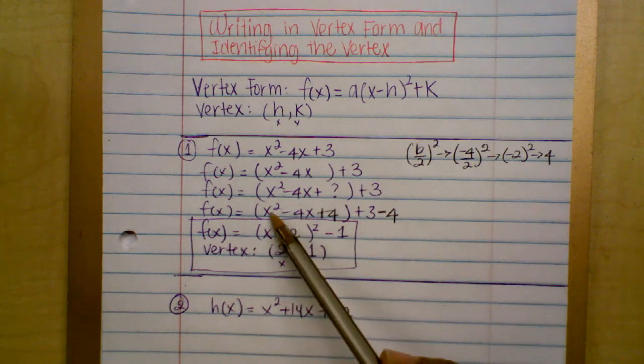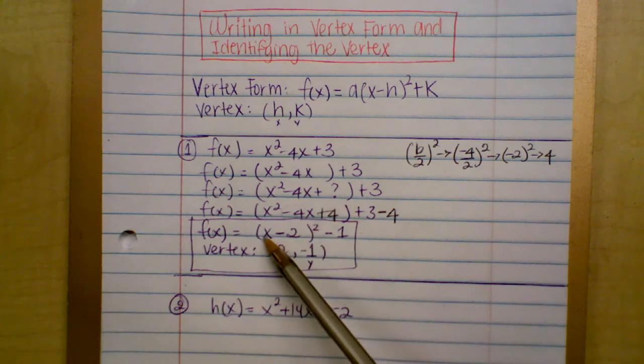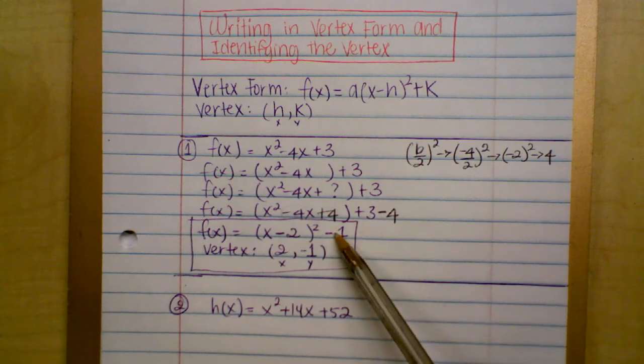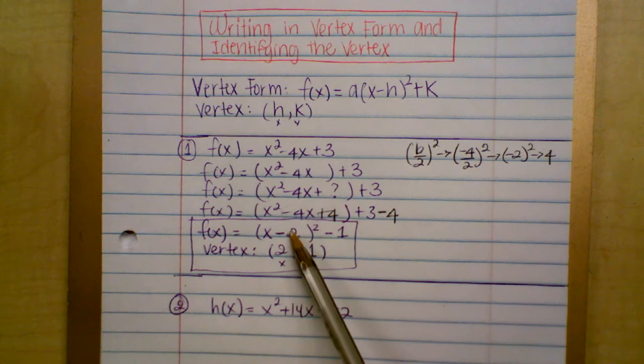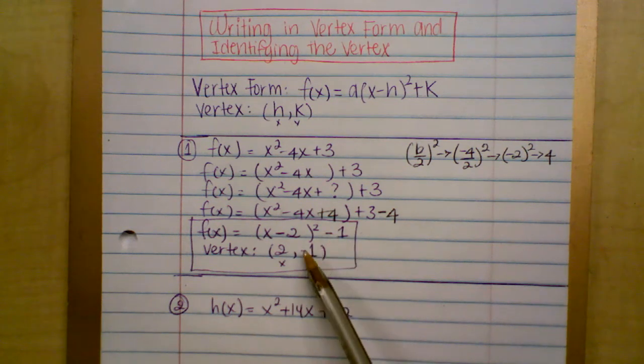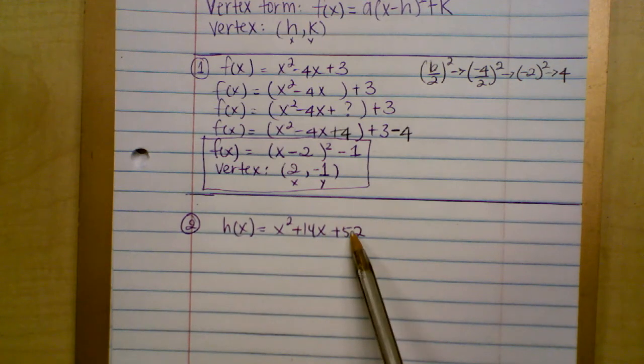Then x squared minus 4x plus 4 can be written as a square, which is x minus 2 squared, and then positive 3 minus 4 is a negative 1. And the x value of the vertex is always going to be the number inside the parentheses, and always use the opposite. The opposite of negative 2 is positive 2. And the y value is the number outside the square. It's a negative 1. So it's going to remain negative 1. And that's it.